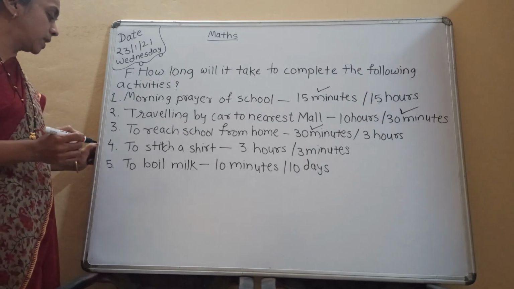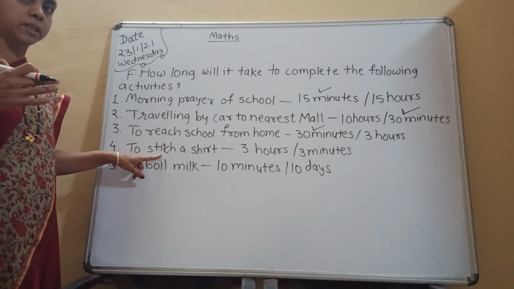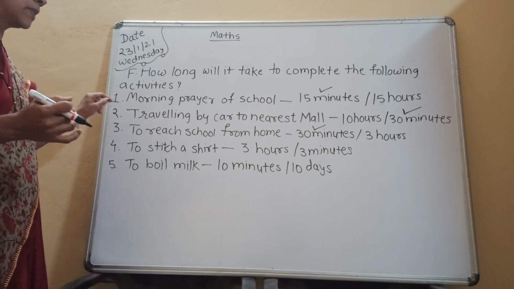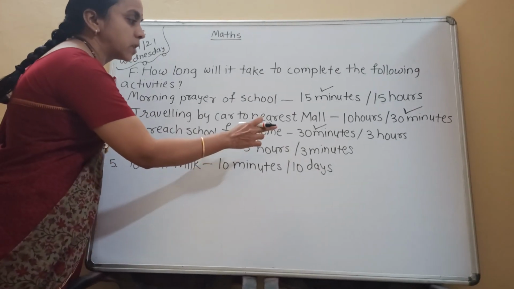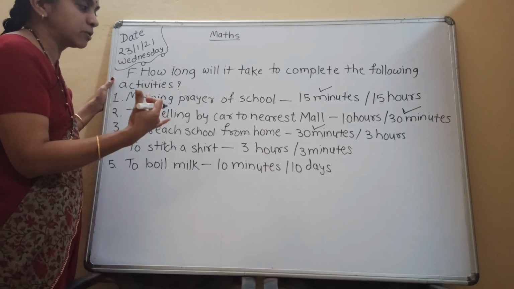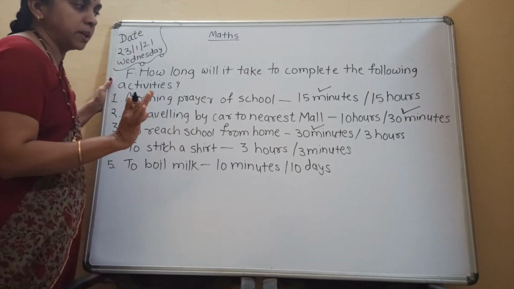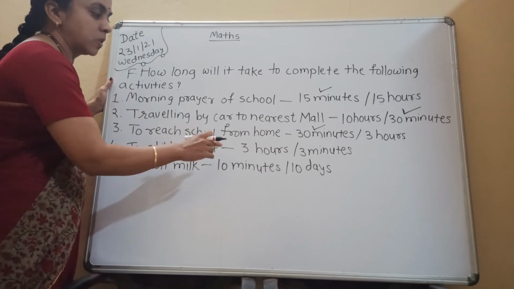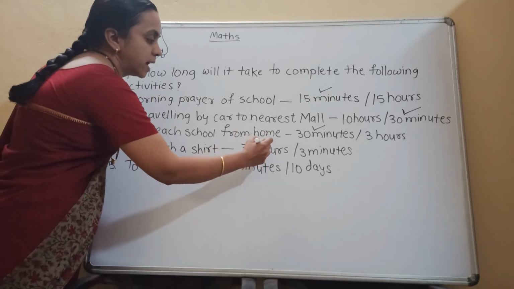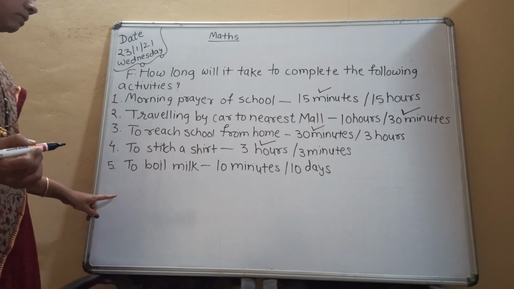Now fourth example is to stitch a shirt. Stitch means शर्ट को सिलाई करना, सिलवाना. तो शर्ट सिलवाने के लिए हमें कितना टाइम लगेगा? 3 आवर्स और 3 मिनट्स. शर्ट को पहले कट करना पड़ता है, उसके बाद उसको स्टिच करना पड़ता है. So it will require 3 hours. 3 मिनट में कुछ भी नहीं हो सकता. Okay, so to stitch a shirt, how much time we require? We require 3 hours. So tick mark on 3 hours.